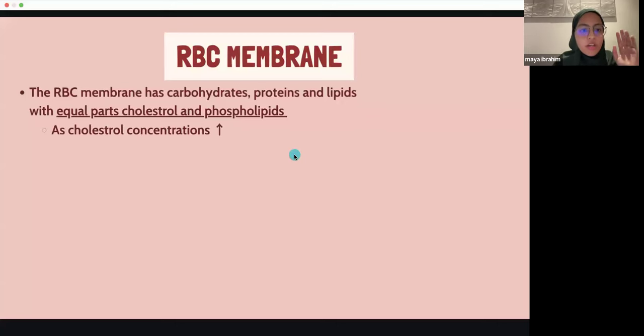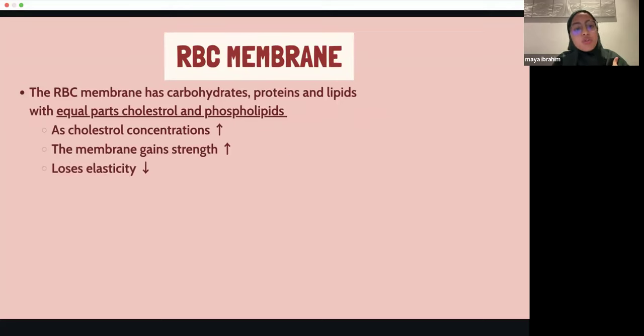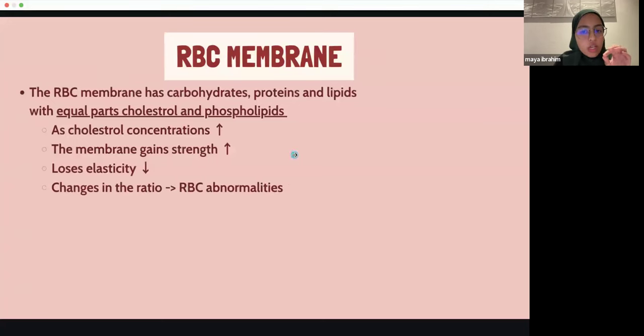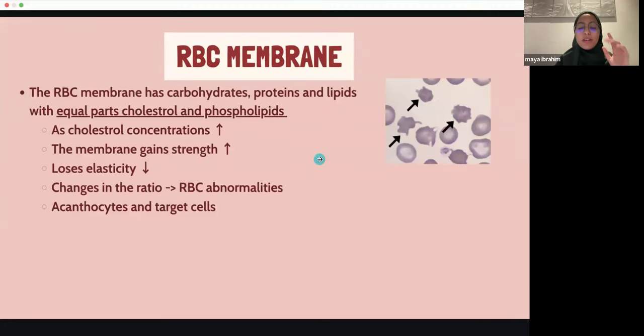If, let's say, I increase the cholesterol, I will increase the cell membrane strength, but I will also decrease its elasticity, which makes it lose its deformability feature. And this is linked to RBC abnormalities such as acanthocytes and target cells. The only reason I'm mentioning acanthocytes here is because the doctor did mention it in your slides, and the red blood cells will look like this. They'll look a bit spiky. So this is why it's important for the ratio of cholesterol and phospholipids to stay maintained, so RBCs don't change their shape and become deformed and can't carry out their function.